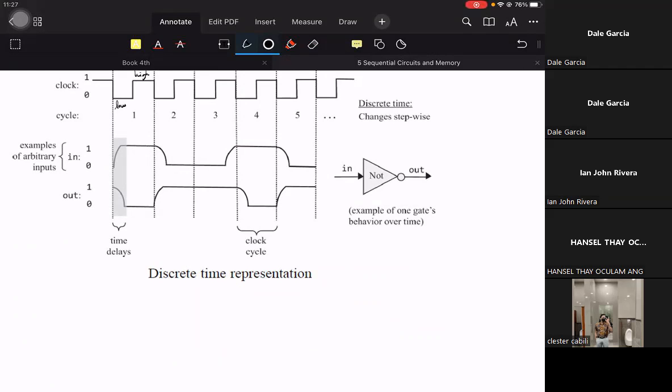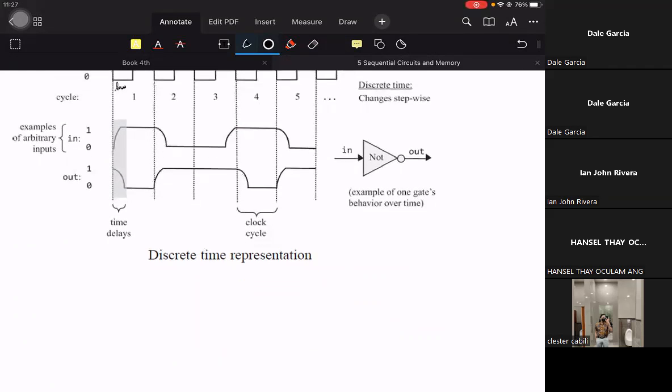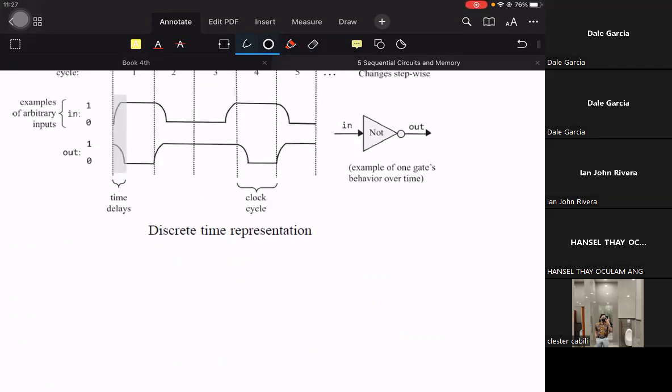But if it is combinational, it is only a small matter. Delay is a small matter, so it is not a big deal if the circuit is purely combinational. But if it is sequential, a small delay in one part of the circuit will compound to other parts of the circuit. They carry over. So, we have to consider the delay.